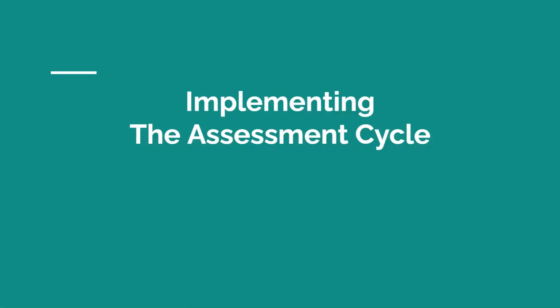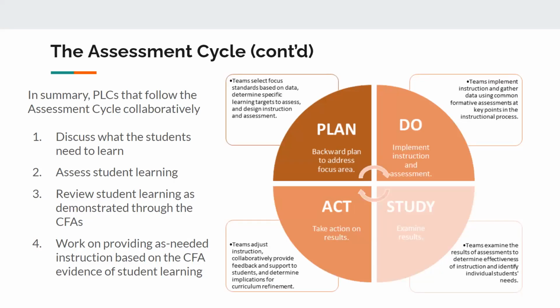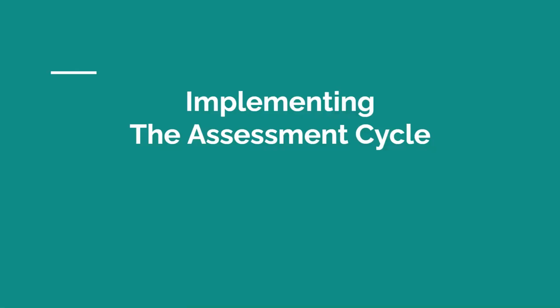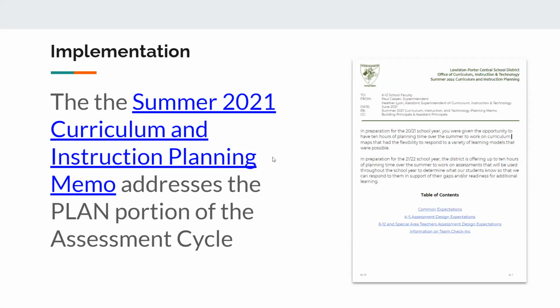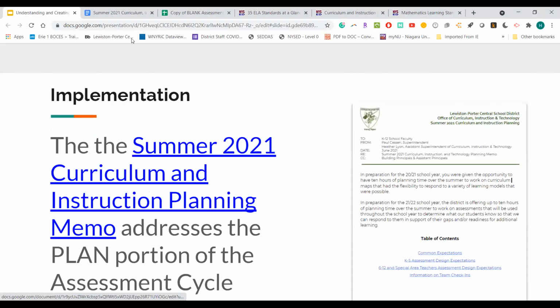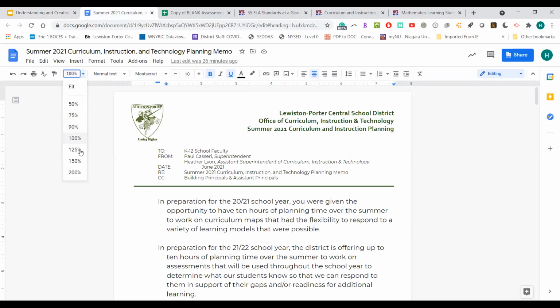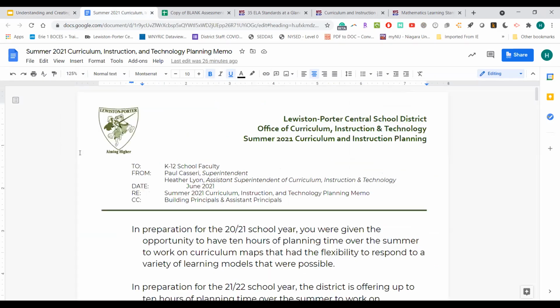So now we're going to talk about implementing the assessment cycle. And like I said, I'm just talking about plan. So with that, this is all laid out in the memo that I'm sharing for the summer 2021 curriculum and instruction planning memo. So when you go to that memo, you're going to see several stages of work to do.